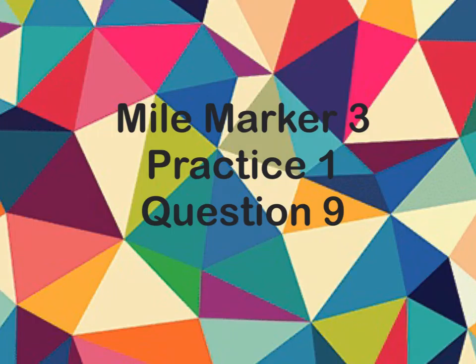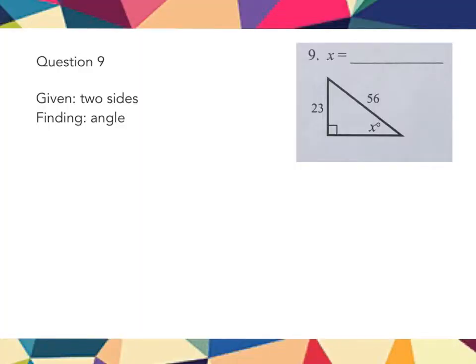This video is for mile marker 3, practice 1, question 9. In question 9, we can see that we've been given two sides of the triangle and we're asked to find a missing angle. So if you are coding your mile marker, this is going to be an inverse trig type of problem. So trigonometry, but we'll end up using an inverse trig function.